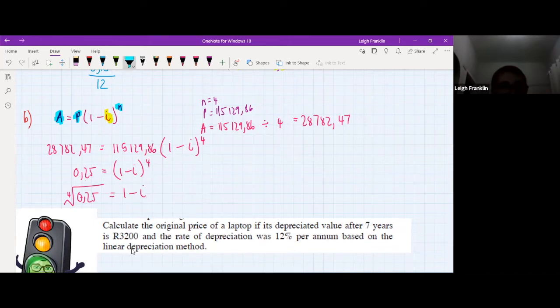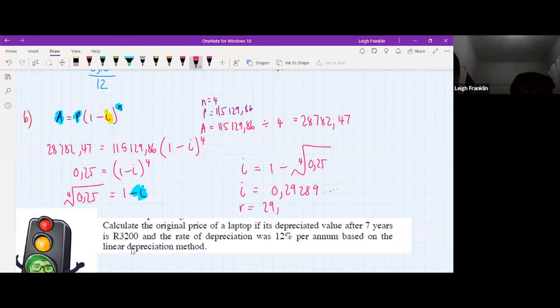And then what I'm going to do is move this minus i over to the left so that it's positive i, and I'm going to move the third over to the right-hand side. Okay, and now apparently we should be getting 0.29289 and some change. And when we times that by 100, we should get a rate of 29.3%.